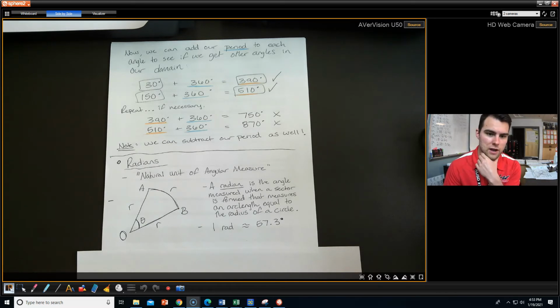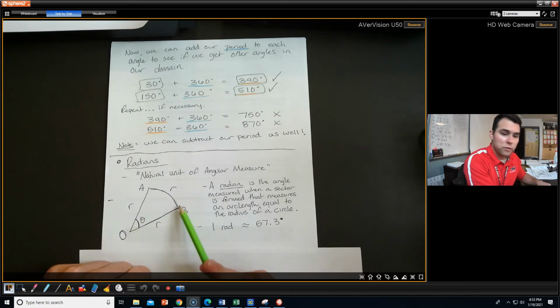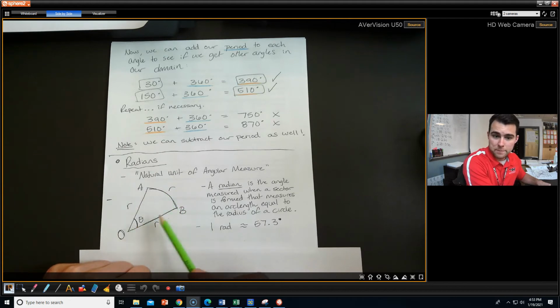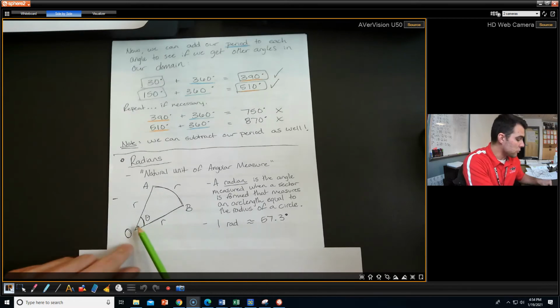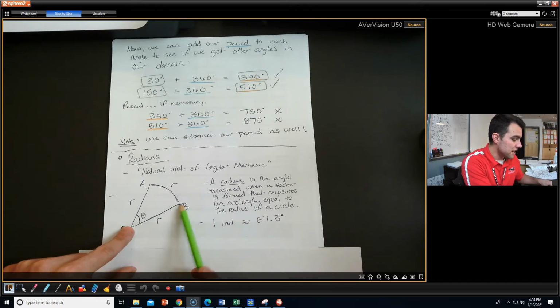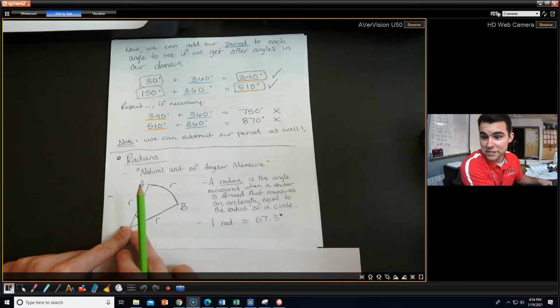Okay? So what is a radian? A radian is an angle theta. It's measured when a sector, this whole thing is referred to as a sector, is formed that measures an arc length, so from A to B right here, equal to the radius of a circle. That's it. If I have a radius of a circle, and I take a sector of it, it looks like a piece of pie or pizza, and that's what pizza really is.